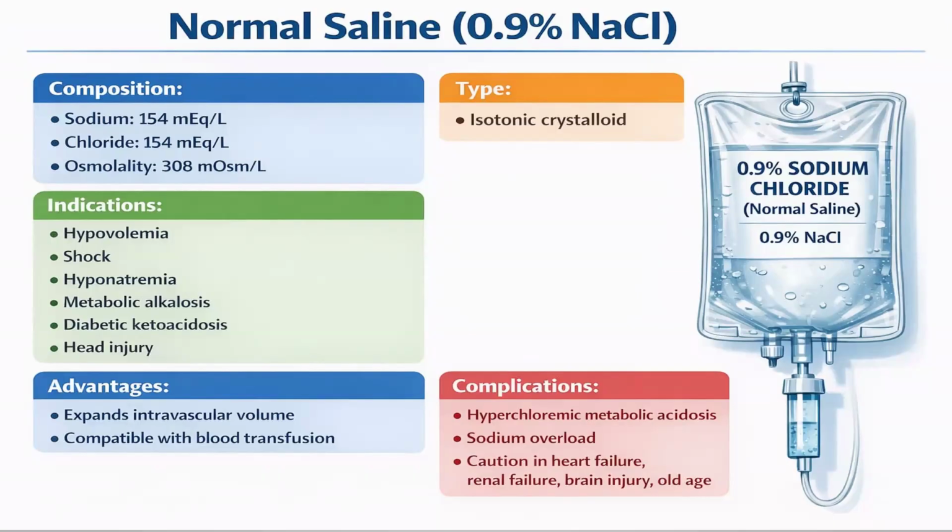However, despite being called normal, it is not physiologic. Because of the high chloride content, it can result in hyperchloremic metabolic acidosis when administered in large volumes. The excess chloride can also cause renal vasoconstriction and reduce the GFR. It can also result in fluid overload, pulmonary edema, and dilution coagulopathy if administered in excess.